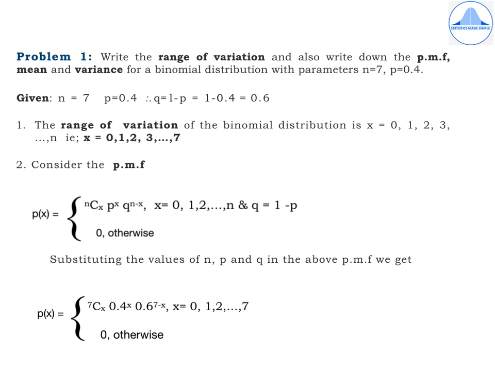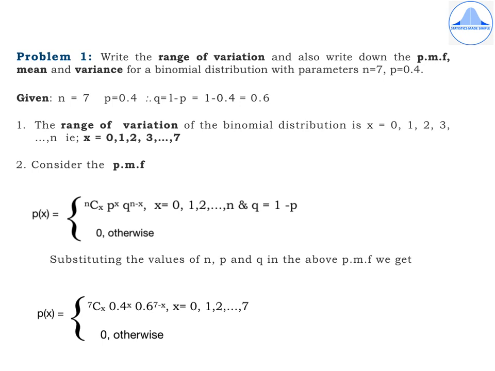Starting with problem 1, write the range of variation and also write down the PMF, mean and variance for a binomial distribution with parameters n equal to 7, p equal to 0.4. So the first step is to list down the values which are given. So write given n equal to 7, p equal to 0.4. Now calculate the value of q, which is the probability of failure, and it has the formula 1 minus p, which is 1 minus 0.4, equal to 0.6.